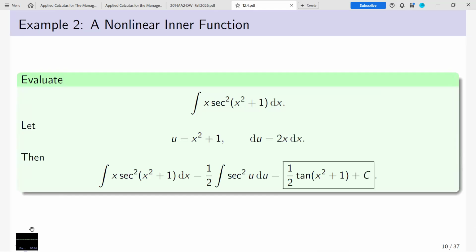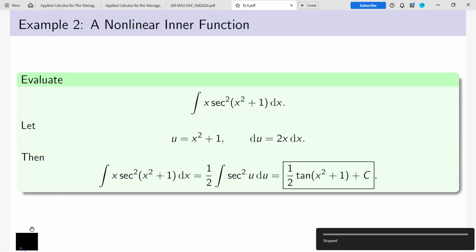The expression x squared plus 1 is the inner function, and its derivative supplies the x factor. The missing factor 2 becomes the coefficient 1/2. This is the chain rule running backward.